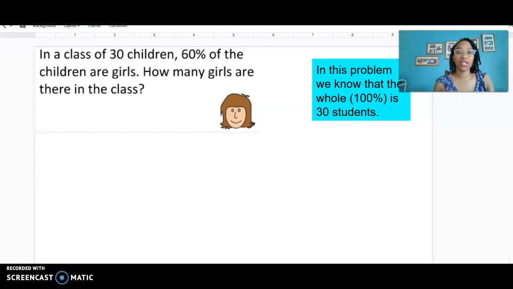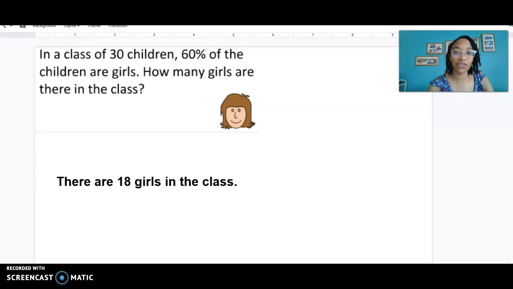In a class of children, 60% of the children are girls. How many girls are there in the class? In this problem, we know that the whole is 100% and 30 students, okay? So in this case, the whole bit is 30 students, and we need to find 60% of 30 students. In this problem, let's use the translation method. So 60% of 30 is the same as 60 over 100 times 30. That's the problem you're going to want to set up.